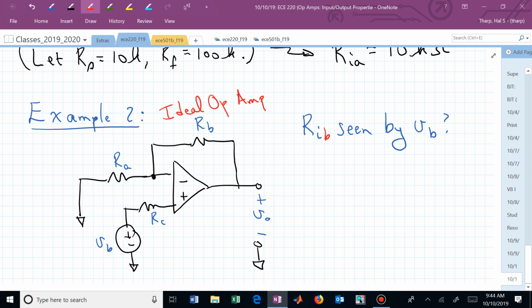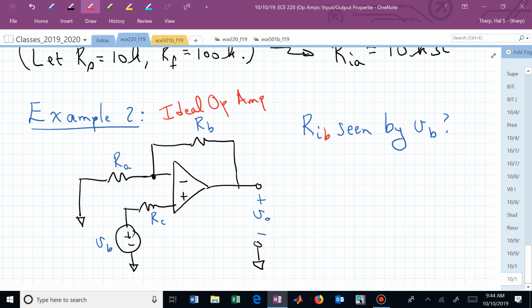What's one thing about an ideal op-amp in terms of its behavior? Just as a refresher, what are we assuming? What are some conditions for the ideal op-amp? What are the assumptions that we're making? No current flows into the input pins of the op-amp, and that's because in the ideal case we're assuming infinite input impedance at the input pins.